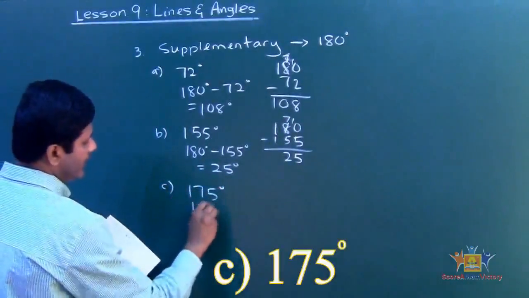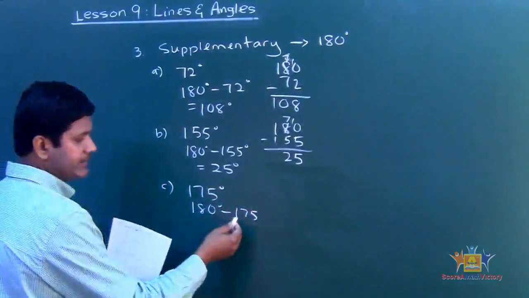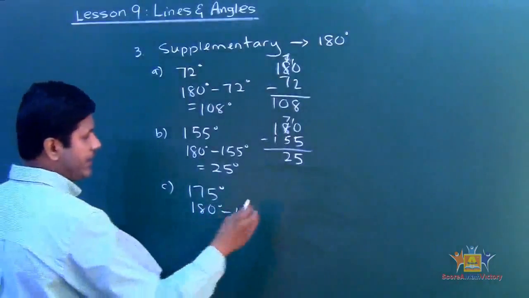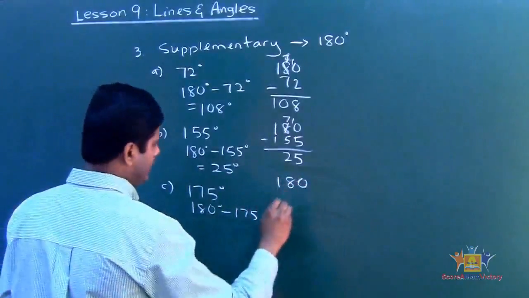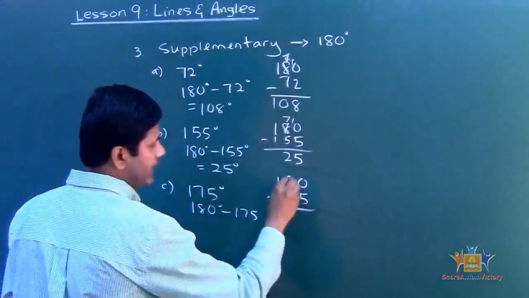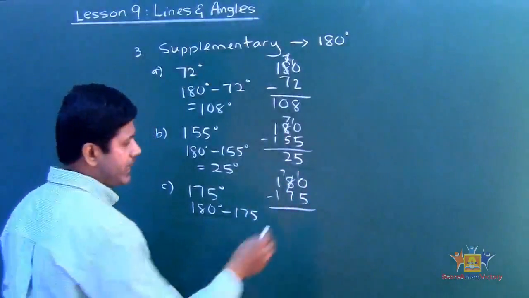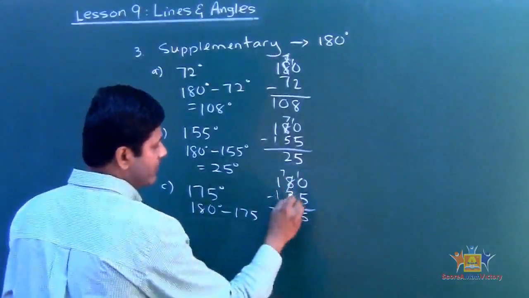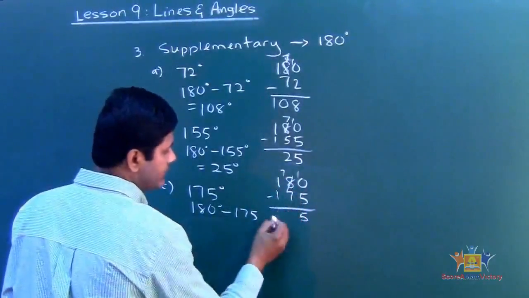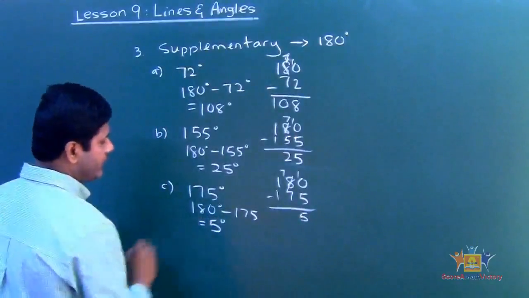And then C, 175 degrees. And again 180 minus 175. So we line it up. We put 180 and then 175 minus. 0 minus 5, you cannot borrow from 8, so 8 becomes 7, 0 becomes 10, 10 minus 5 is 5, 7 minus 7 is 0, 1 minus 1 is 0, so you got 5. That means 5 degrees.